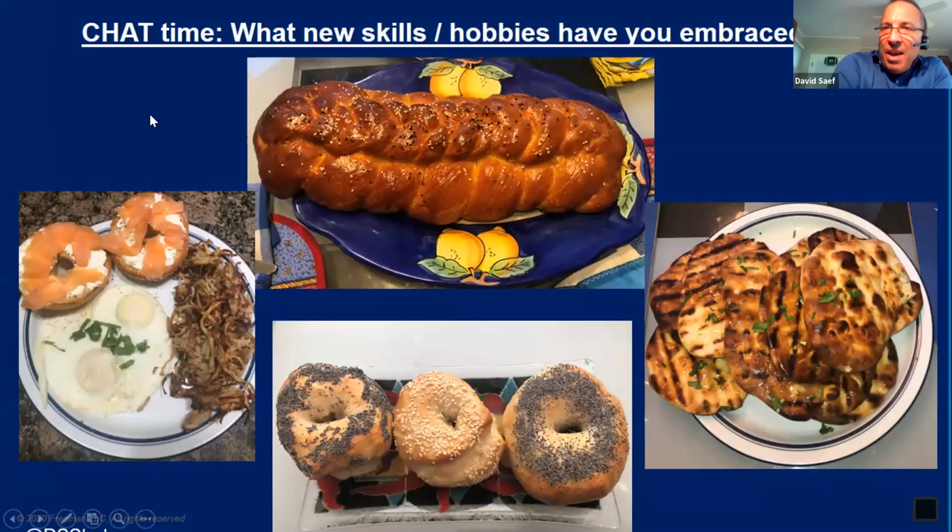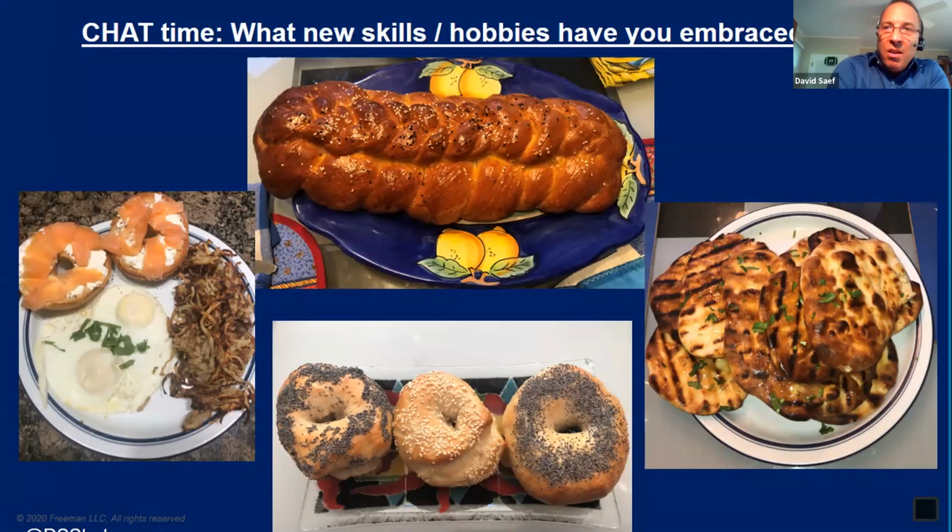Again, I want you to go back into chat. I know we're just in chat. Go back into chat and tell me what you have done. What have you picked up? This is what David Saef has picked up. By the way, this top picture is a challah that's baked on Friday nights. My wife actually teaches how to make a challah, and she's amazing.